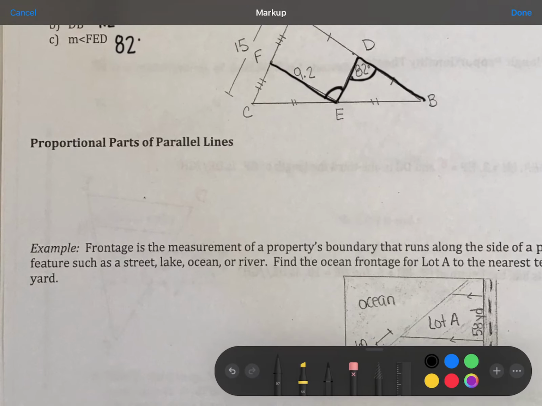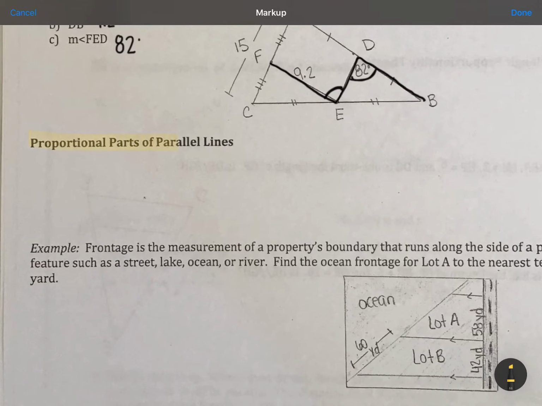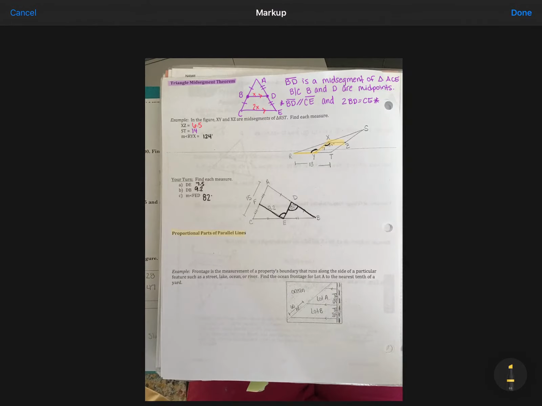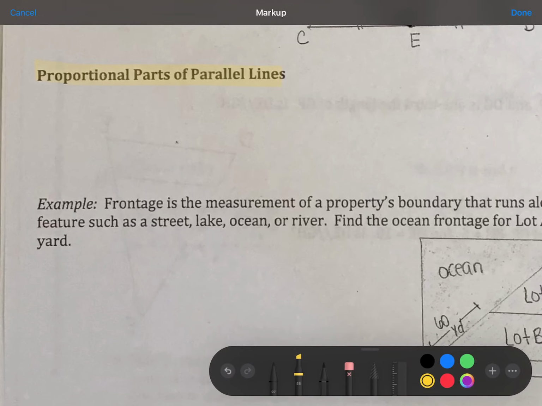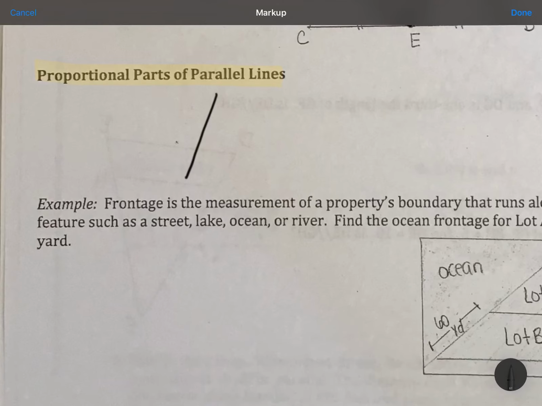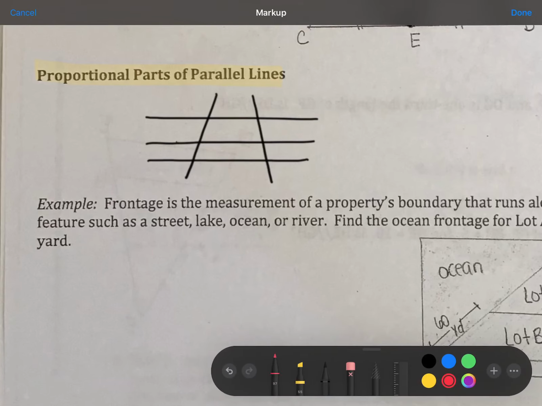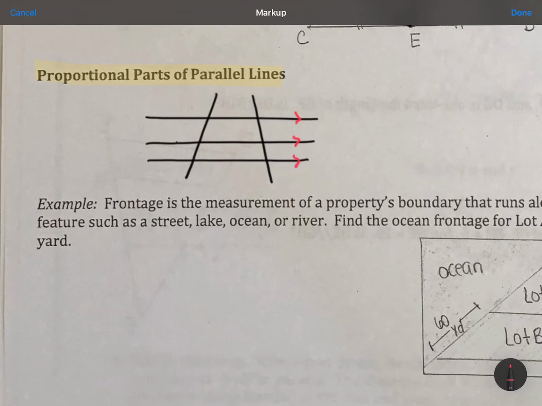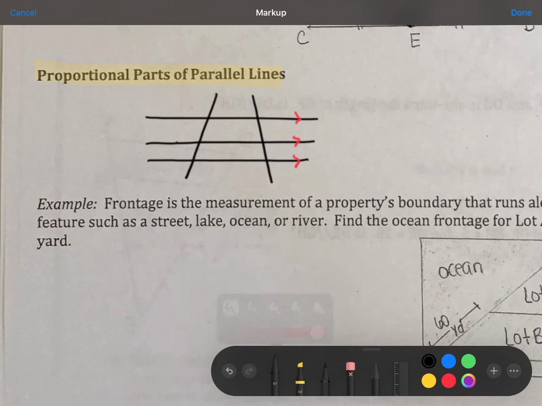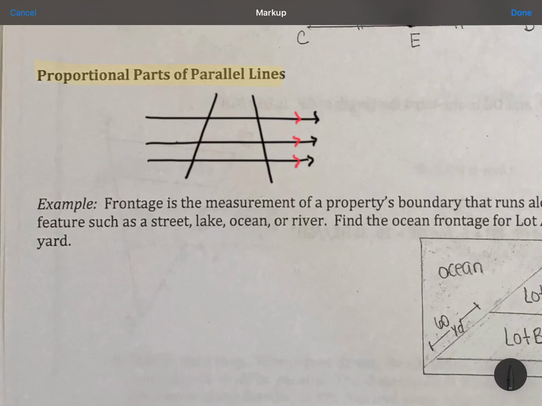All right, next, proportional parts of parallel lines. And so what we have here is a beautiful picture of 2 transversals and 3 parallel lines. And so I'm going to mark these parallel with the extra arrows on them like that. And so now I've got 3 lines, 2 transversals, and those 3 lines are parallel because they're marked.